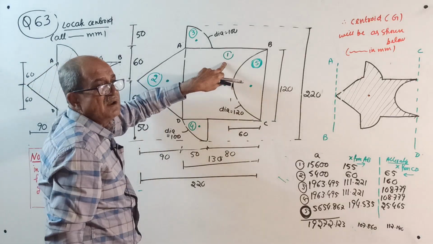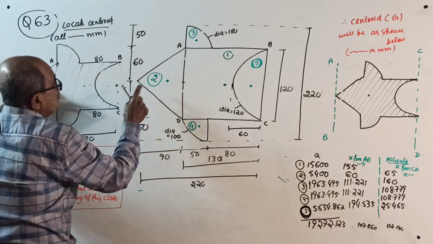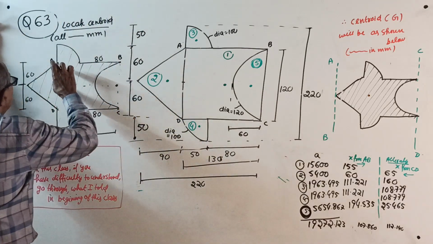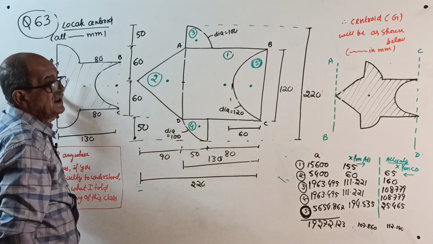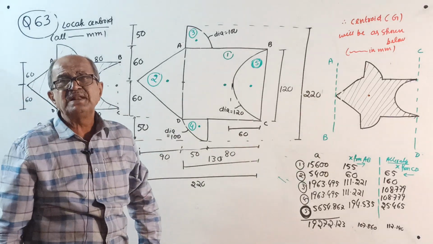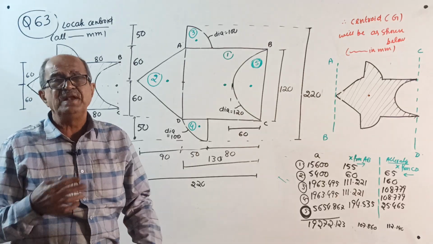The rectangle I will take as 1. This triangle I will take as 2. Now see, this is 60, 60, so this is an isosceles triangle. If it is an isosceles triangle, you need not divide it into 2 parts. Single step you can do it.